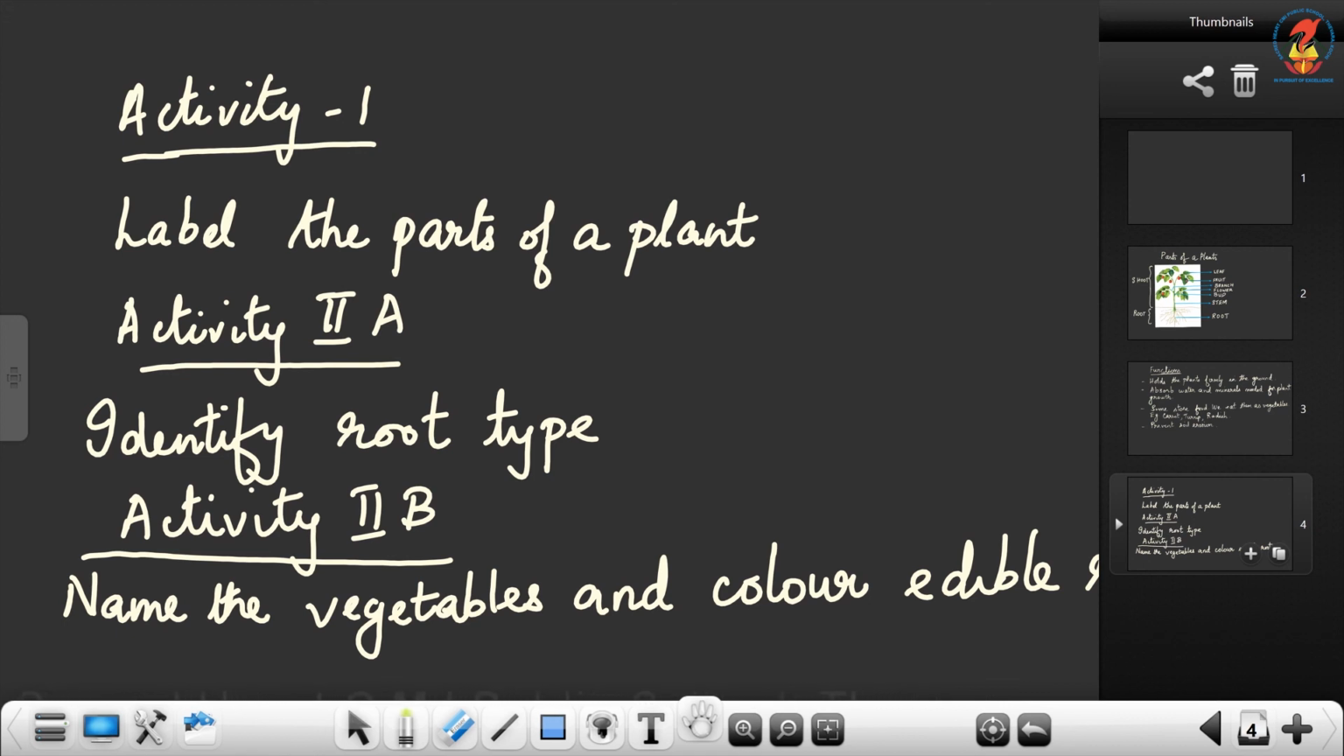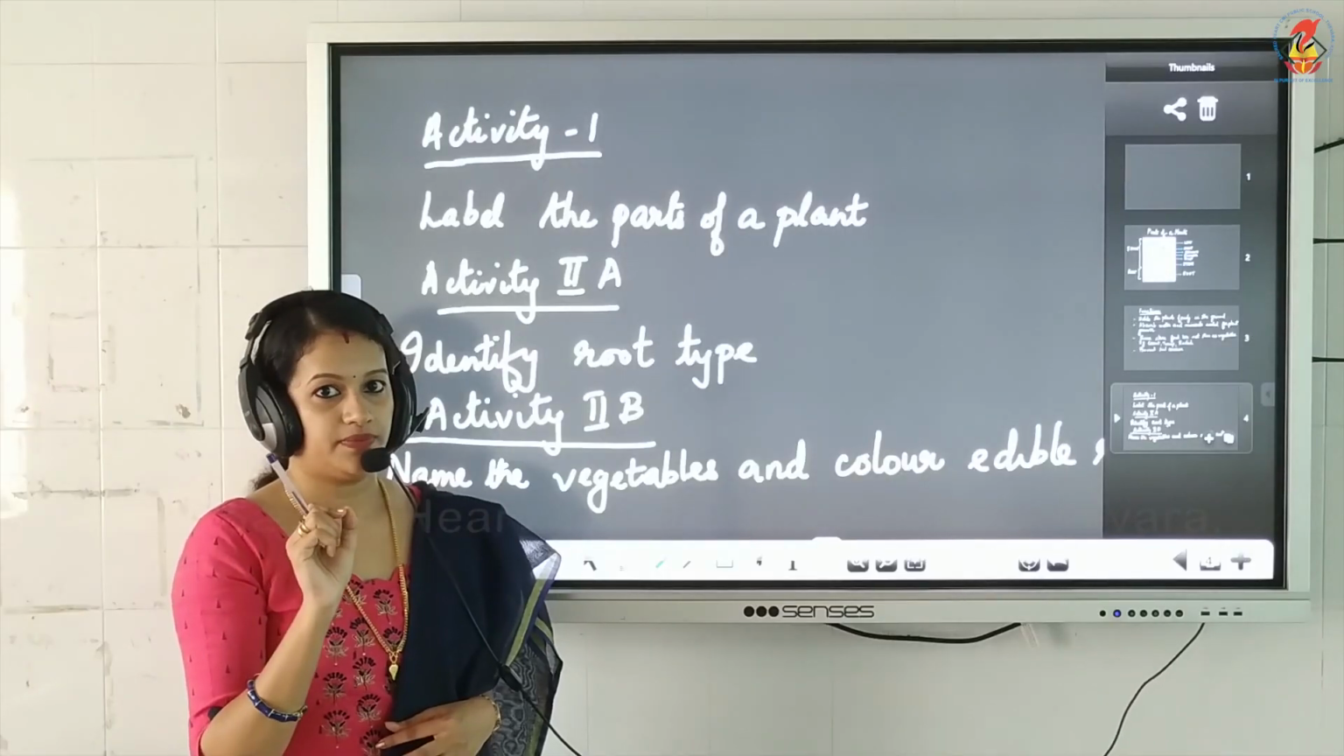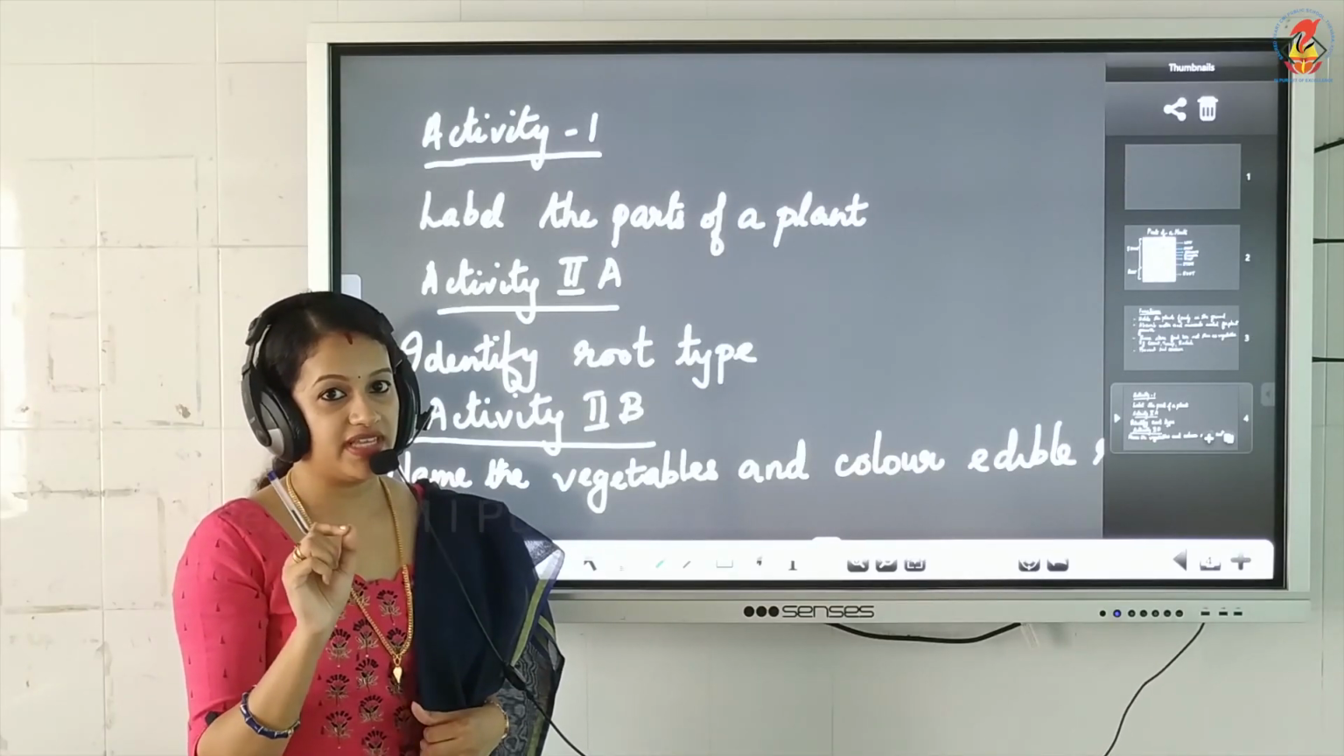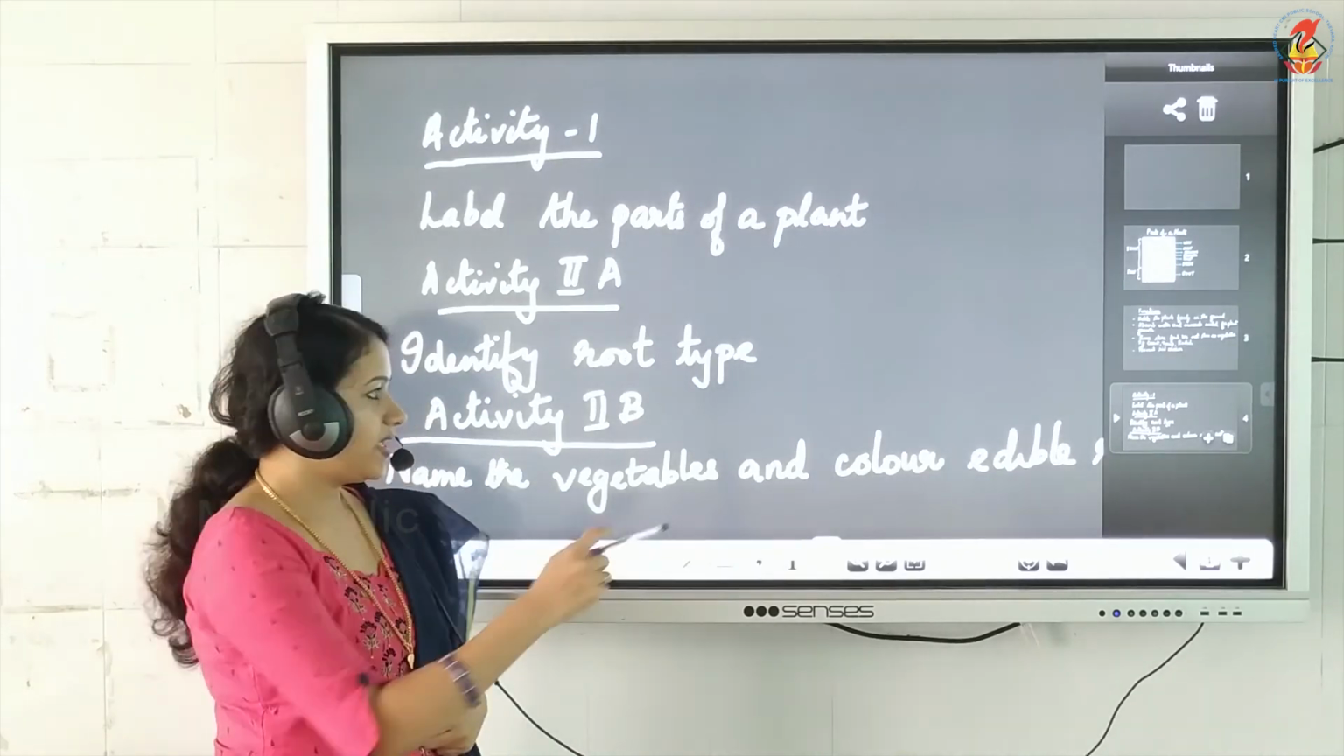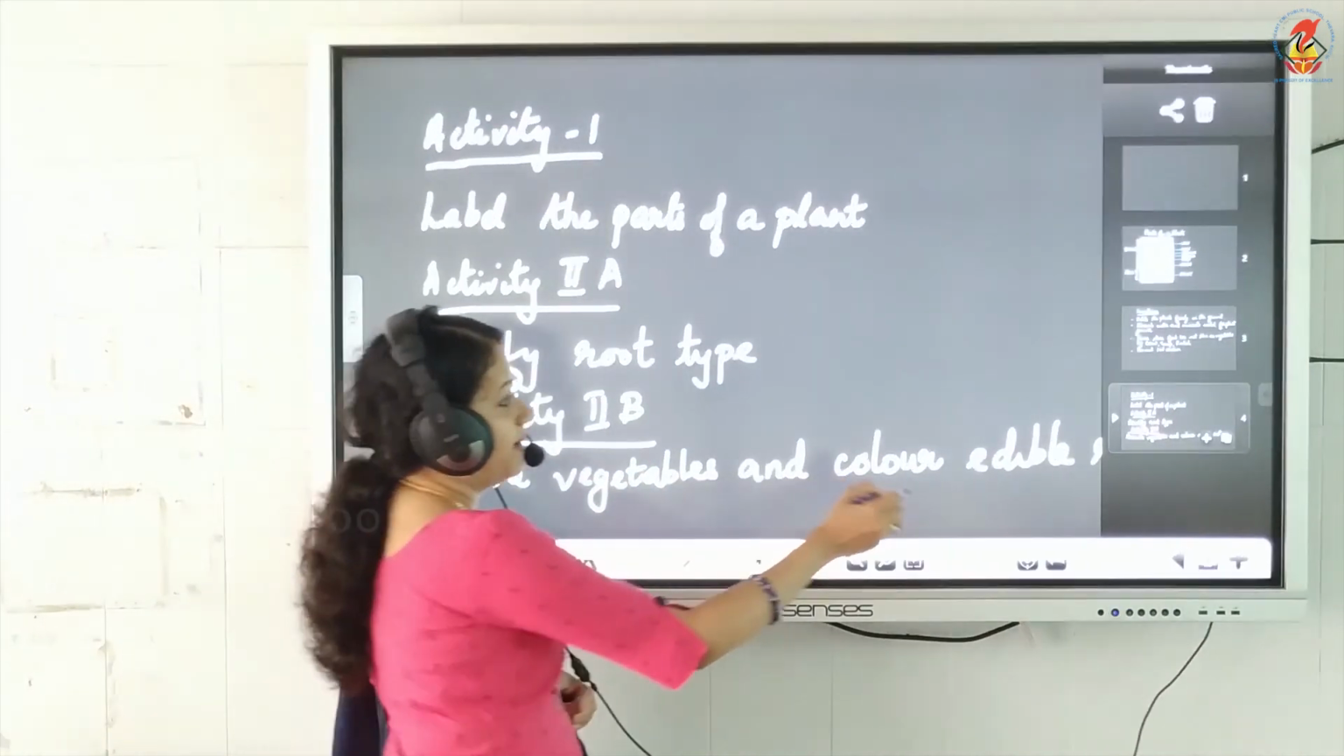Then in activity 2A, you have to identify the type of root. 2 pictures are given. I taught you 2 types of root. So under that picture write which type of root it is. Then in activity 2B, some pictures of vegetables are given. You have to name each of the vegetable. Under the picture of the vegetable, name each of the vegetable and color the vegetable that is used as a root. Okay, color the edible roots in that picture.